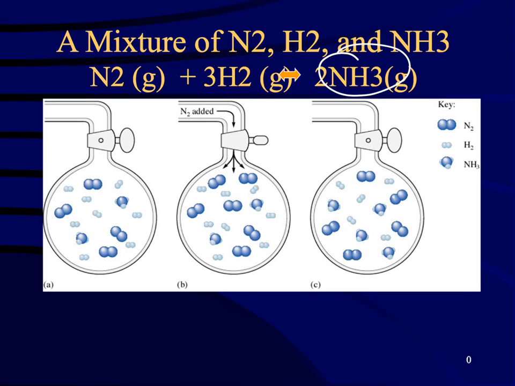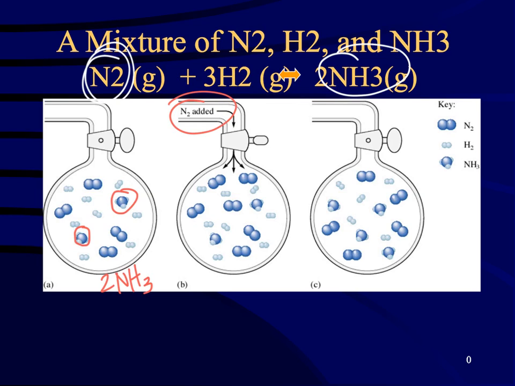Okay, so NH3, the molecule is this one right here. So we start off with 1, 2. Okay, so we start off with 2 NH3s. Now notice what happens. Now we're going to add more nitrogen. Notice where nitrogen is in this chemical reaction. It's right here. So you're adding more nitrogen.